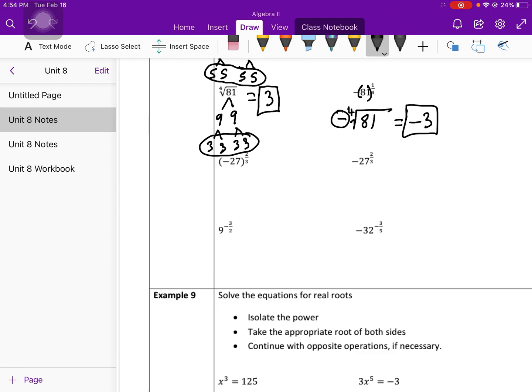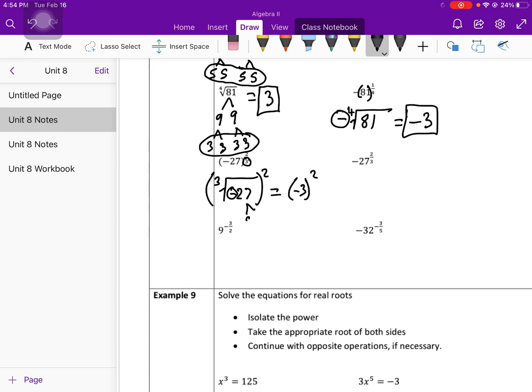The next one here, negative 27 to the 2/3 power. So this time, this is our index, the bottom one, so that goes out there. We have negative 27, and what I like to do with these is put the square on the outside, which makes this way easier. 27 is a perfect cube. It's going to break down into 3 groups of 3. But since it's a negative, it's going to end up being negative 3 in parentheses squared.